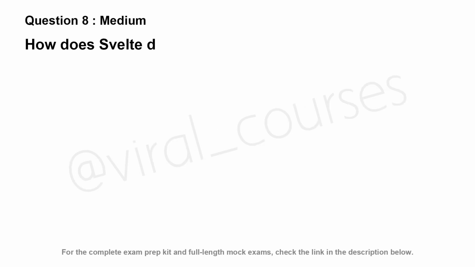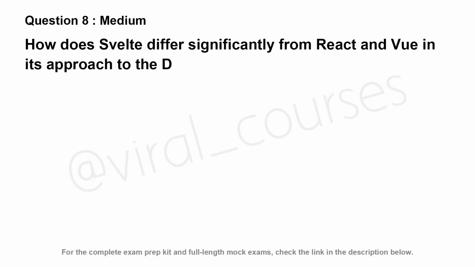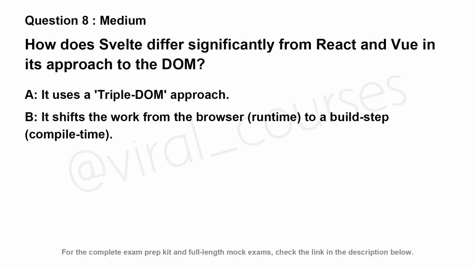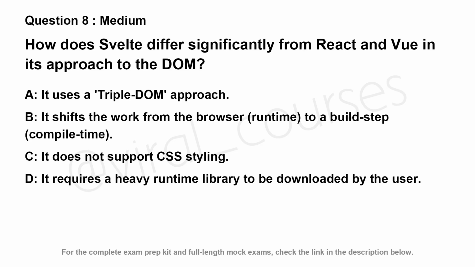How does Svelte differ significantly from React and Vue in its approach to the DOM? Option A. It uses a triple DOM approach. Option B. It shifts the work from the browser runtime to a build step, compile time. Option C. It does not support CSS styling. Option D. It requires a heavy runtime library to be downloaded by the user.